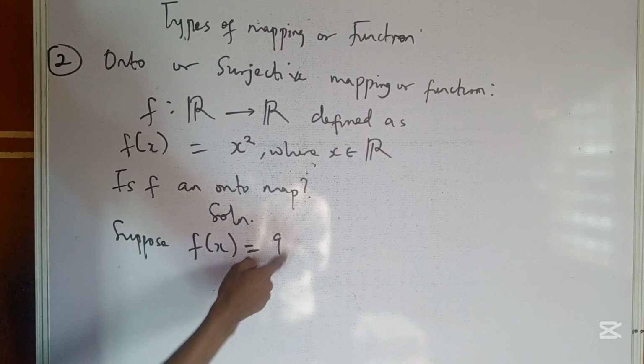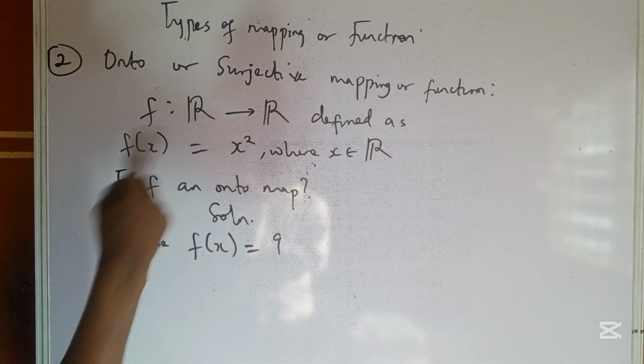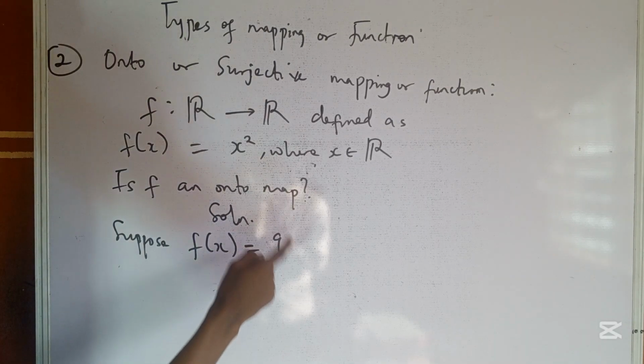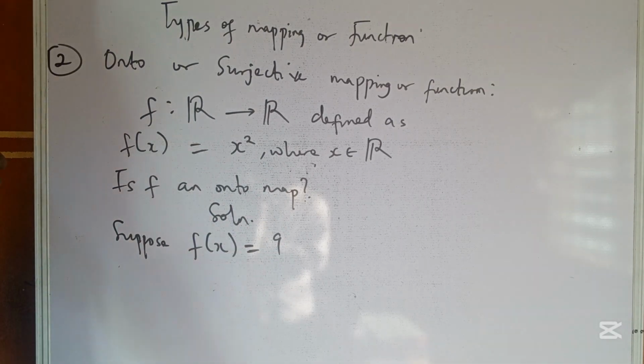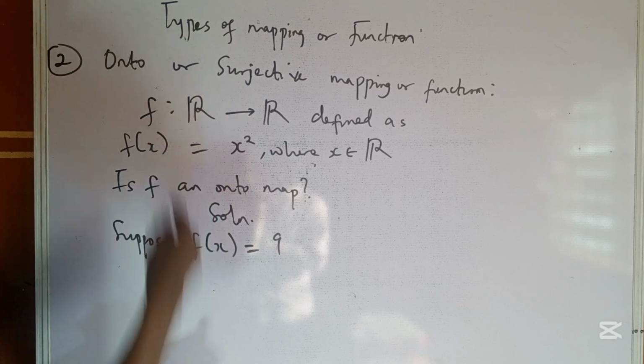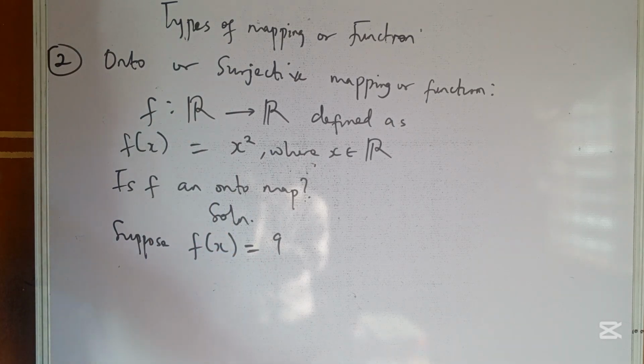If I have f of x equals 9, take note, 9 here is an image of what? It is an image of a pre-image x. Now, suppose f of x equals 9. Does 9 have a pre-image in x? Now, what do I mean by this?